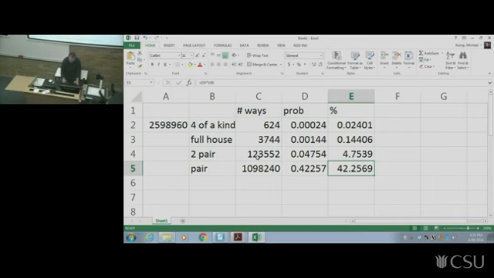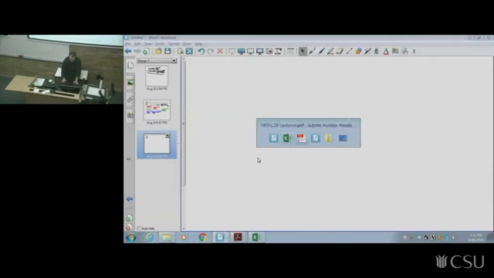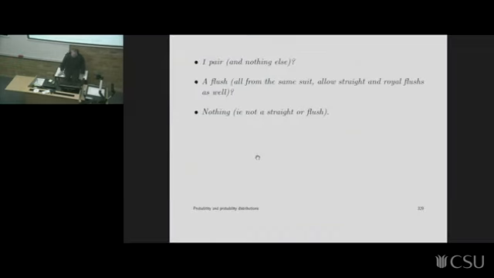What about other things? You have a flush. Let's not make it too complicated. So what does a flush mean? All the same suit. Let's avoid complications. Let's make it flush or straight flush or a royal flush. Let's put all the flushes together, so we don't have to worry about that sort of stuff. Then there's the toilet flush.